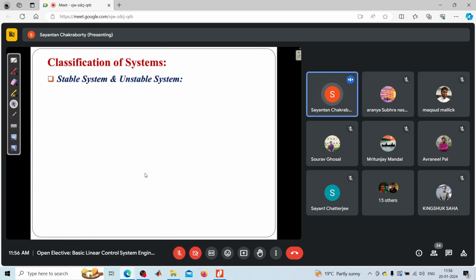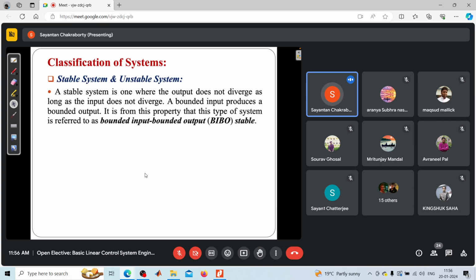Next, stable and unstable system. A stable system is something where, given a bounded input, we get a bounded output. That is, the output doesn't diverge; rather, it converges to a value, or in some situations, it may oscillate, right? But it doesn't diverge. And whenever a system excited by a bounded input gives an output which is also bounded, we call that system to be BIBO stable.